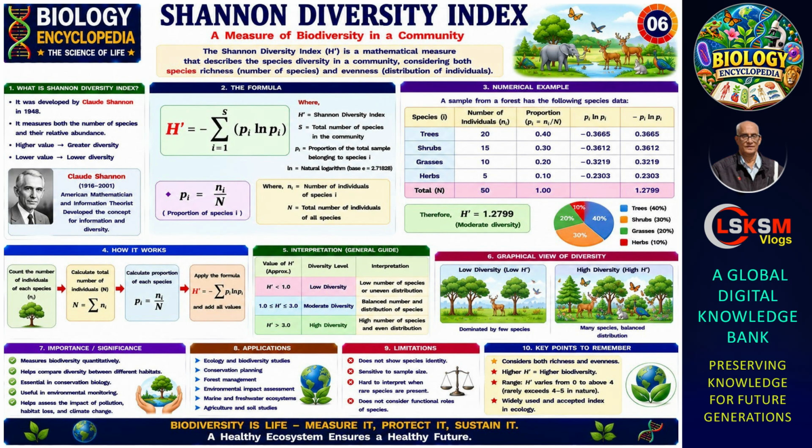Six. Shannon Diversity Index. The Shannon Diversity Index measures biodiversity by considering both species richness and relative abundance. It is widely used to compare diversity across ecosystems and biological communities.